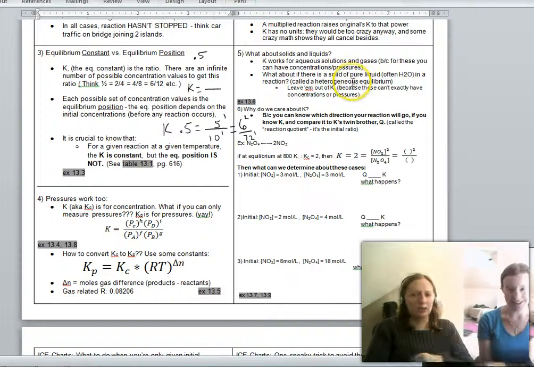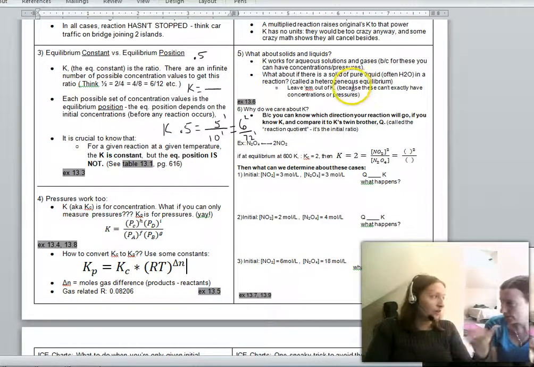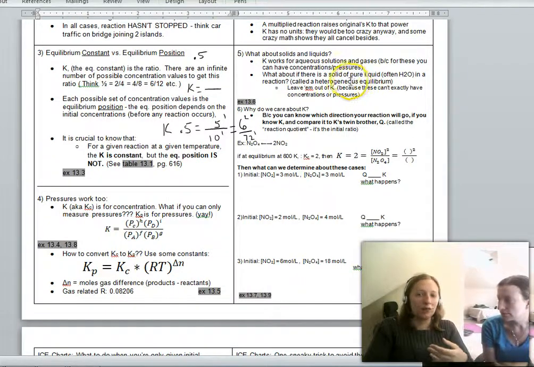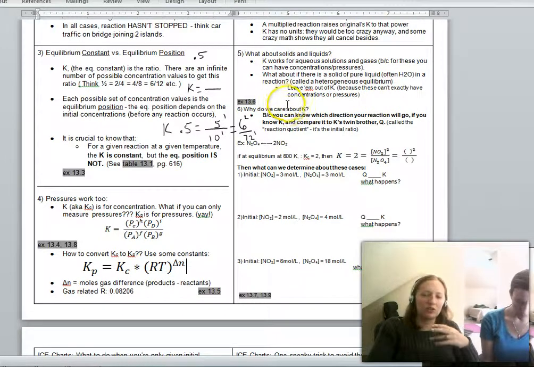This is called a heterogeneous equilibrium because you've got some gases and some solids, or some gases and some liquids. So it's not all the same phase. Okay, you just leave them out because you can't have concentrations or pressures. It's kind of nice. It makes it easy. And I'm skipping 13.6 for right now. We can do that together in class.